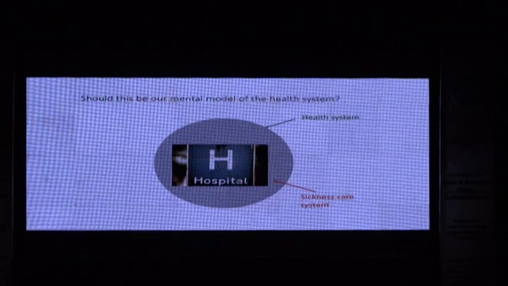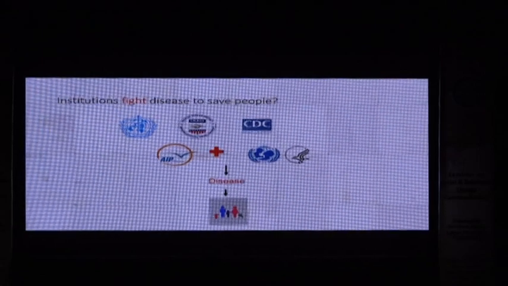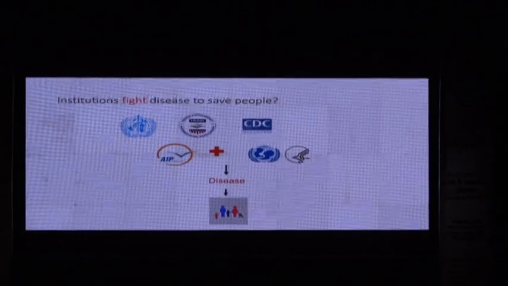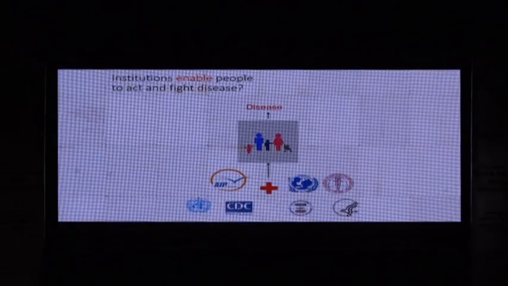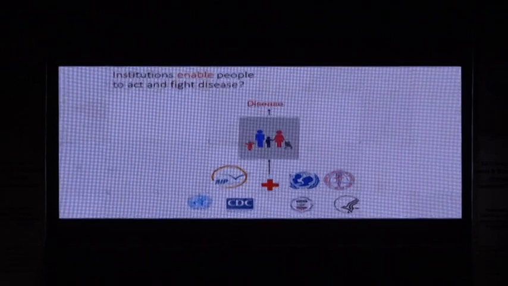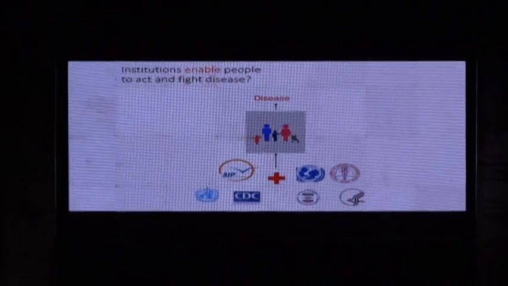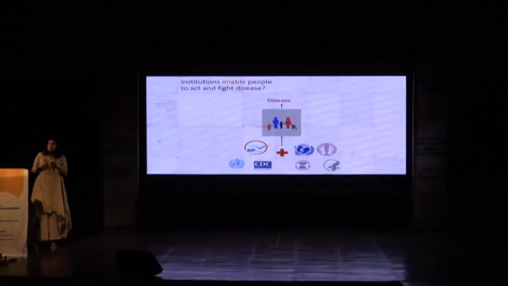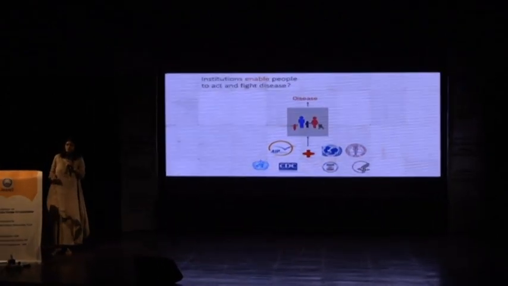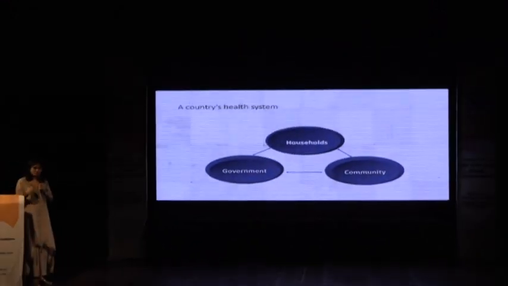So we want to move away from just the hospital-based approach to adding other things like the communities, the children, the families, the workplaces. These should all become part of the health system so that everything is contributing towards this. Okay? So institutions fight disease to save people. No, we want to flip that and say institutions enable people to act and fight disease. To make it different. Put the responsibility and the personal action on the community and the people, because they have to want it to have it. Right? I wouldn't say they, I would say we have to want it to have it.